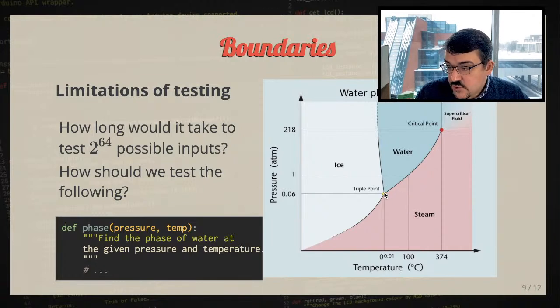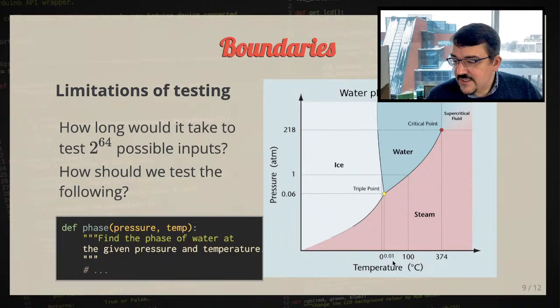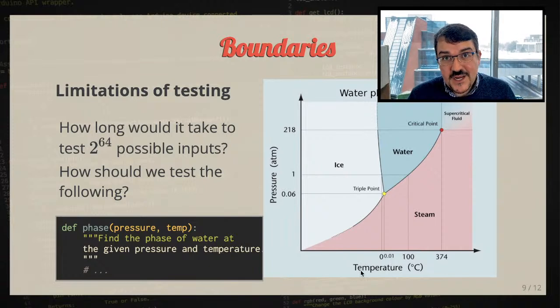And there is a place called the triple point where, if the pressure is very, very low indeed, then water can boil or freeze or sublimate at 0.01 degrees Celsius, which is kind of cool.